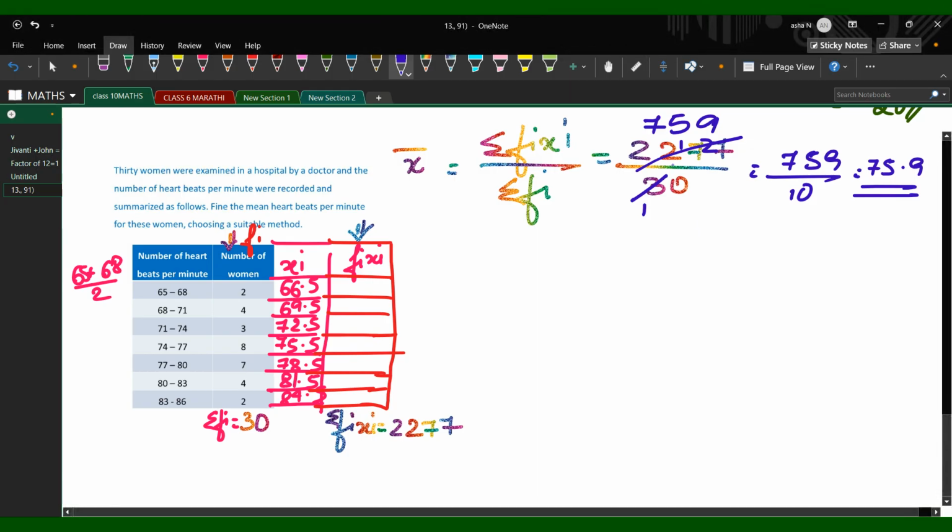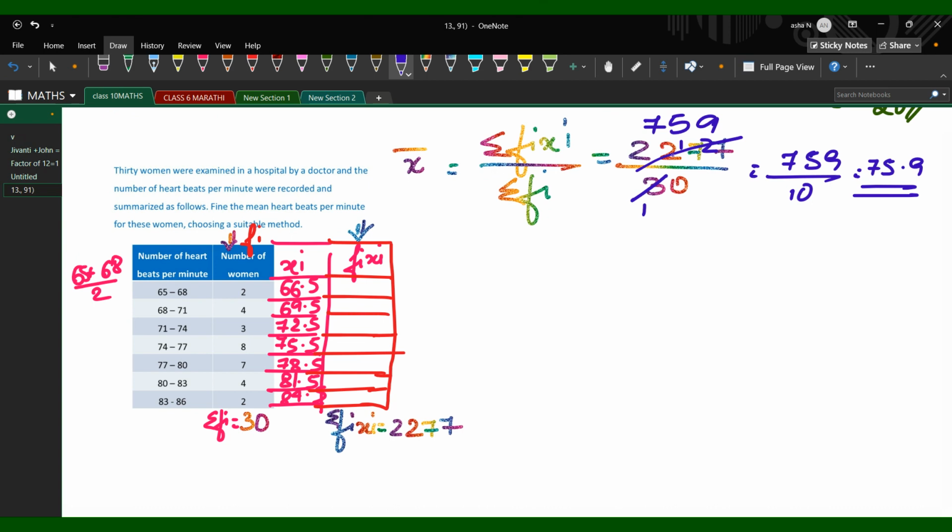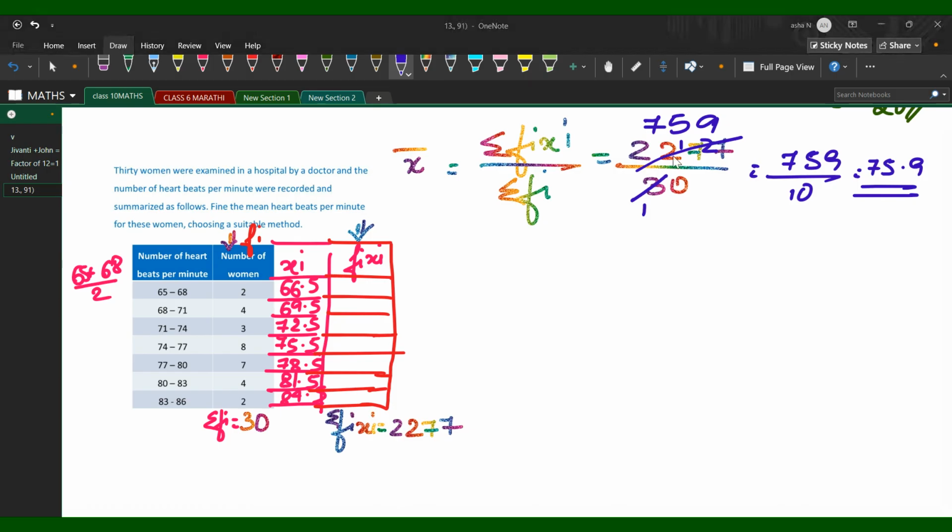2277. You only told me 2277. That is correct. Divide by 30. So we will first cancel it by 3 and then divide it by 10. 10 is easy. We just have to shift the decimal one place.